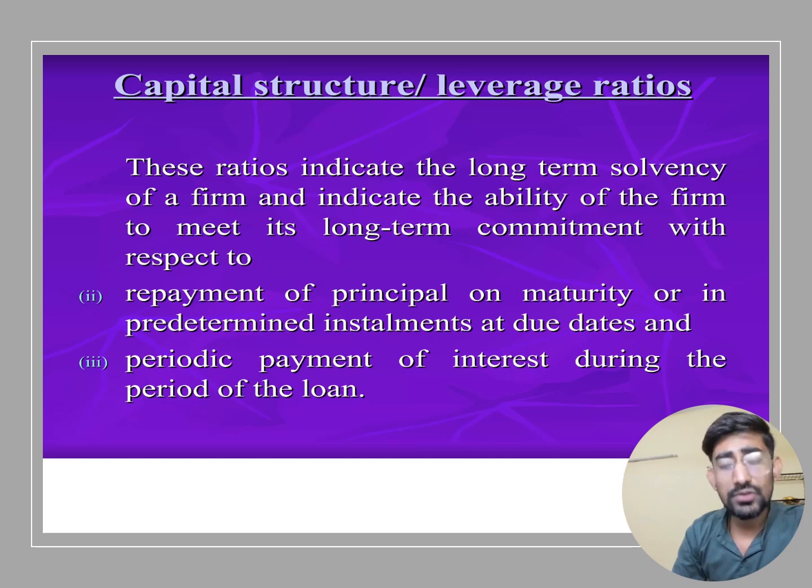This ratio indicates the long-term solvency of a firm and the ability of the firm to meet its long-term commitments with respect to, first, repayment of principal on maturity or in predetermined installments at the due dates, and the second one is periodic payment of interest during the period of the loan.